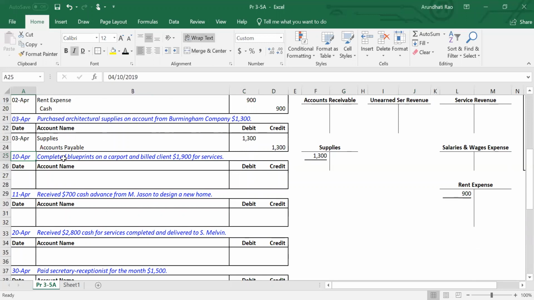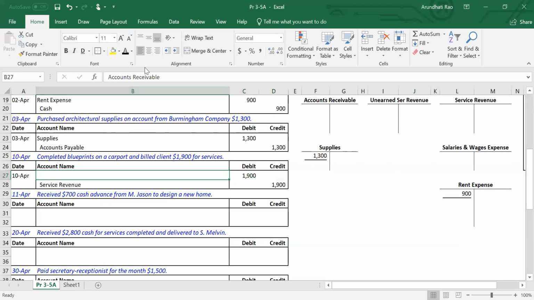On April 10th, I completed blueprints on a carport and billed my client $1,900 for services completed. So I've actually done some work and I have billed my client. So good for me. I have service revenues that are earned. I did the work, therefore it's earned. I can call it service revenue. I know the amount, it's $1,900. Again, did I get the money? The answer is no. Will I get it? Yeah, I sure hope so.